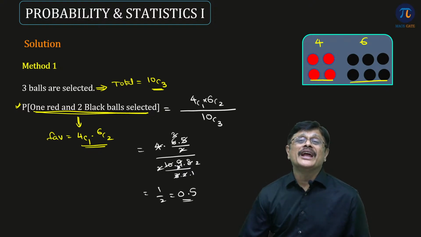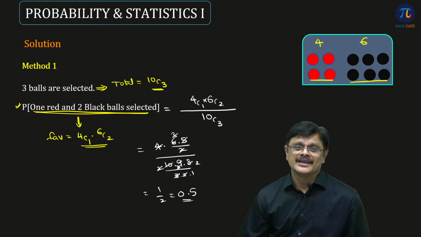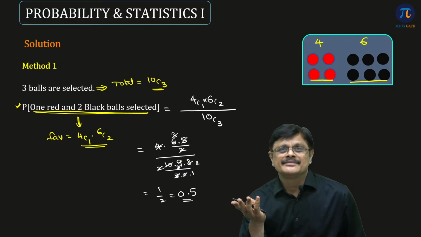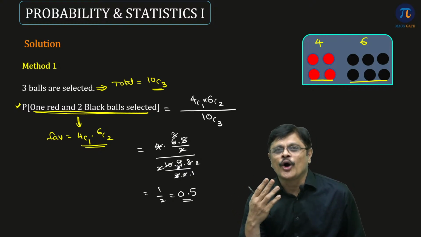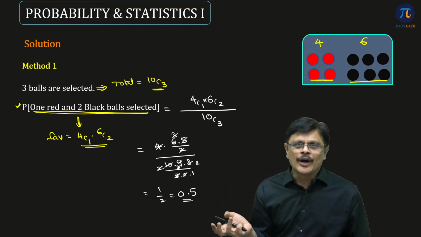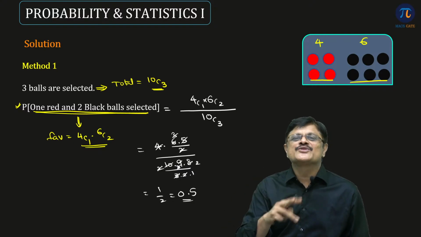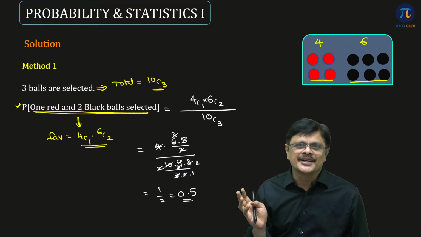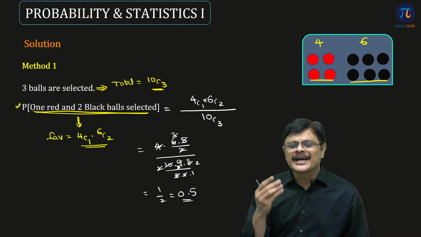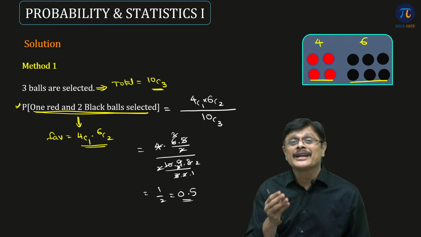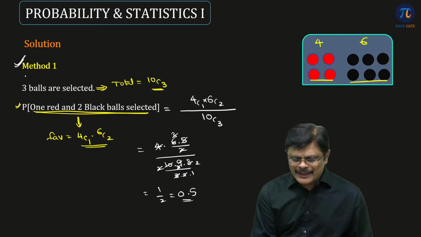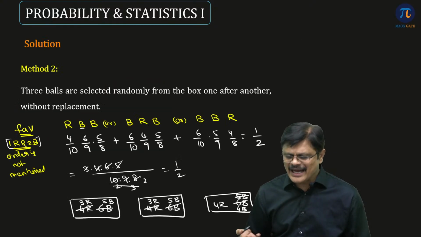My dear friends, whenever the order is not mentioned, selecting 1 red and 2 black balls is exactly the same, whether you select 3 balls one after the other without replacement or select 3 balls at a time. It is one and the same when the order is not mentioned. This is a very important point to be noted. If you understand this type of problem, they ask it very regularly in your examination, and you can easily answer. You don't have to worry about it, because this method will get the answer faster.